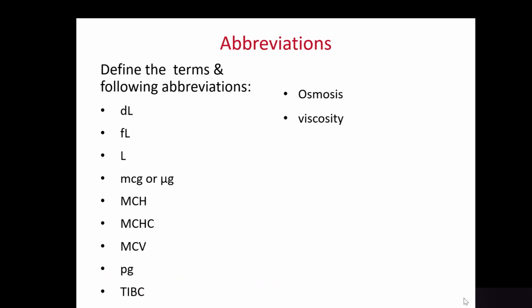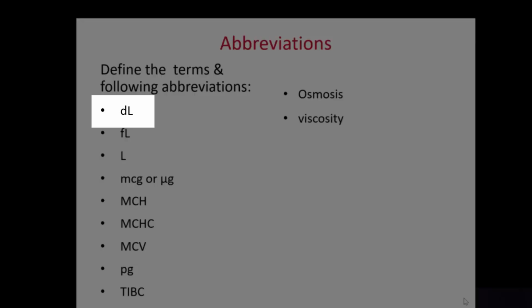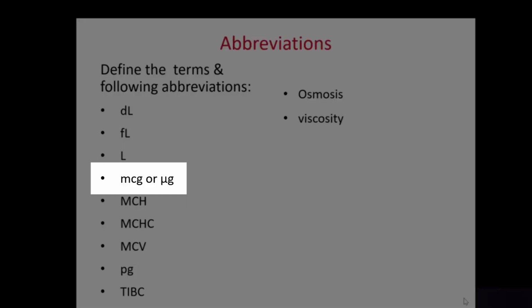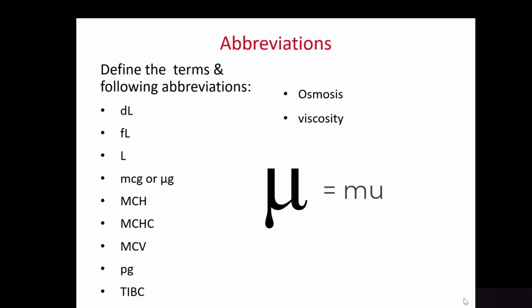This slide asks you to define a whole list of abbreviations, and while it may look a little daunting and you might not remember them all, you will be able to eventually recognize most of them after reading enough lab reports. DL just stands for deciliter, or 1/10 of a liter. FL is a femtoliter, or 1/quadrillionth of a liter. L is just liter. These are all just measurements that you'll see on lab reports. mcg is microgram, which can also be written with the Greek letter mu, although that can be really confusing, especially if it's handwritten, so we don't use that one a lot. A microgram is 1/millionth of a gram.